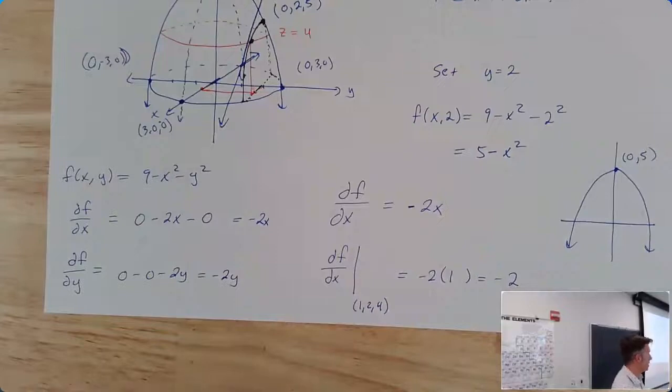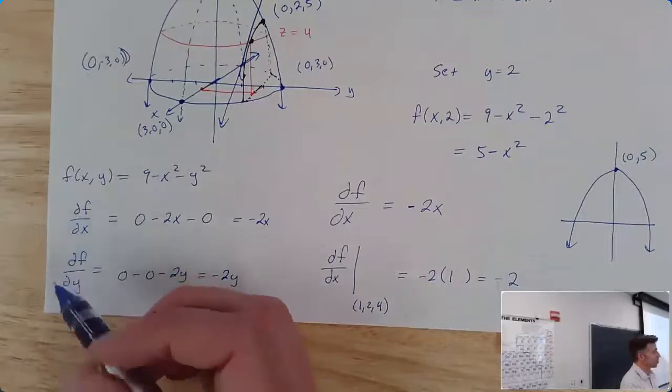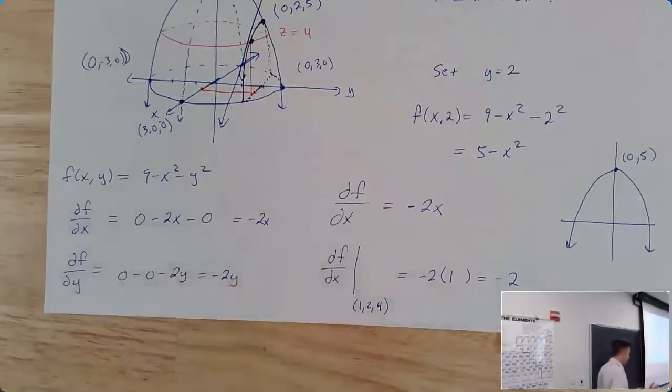A quick note on notation here. Those are not d's, those are del's. They are curly d's. So I know it's kind of dumb, but when someone writes this, that means the derivative. Whereas when someone writes this, that means the partial derivative.